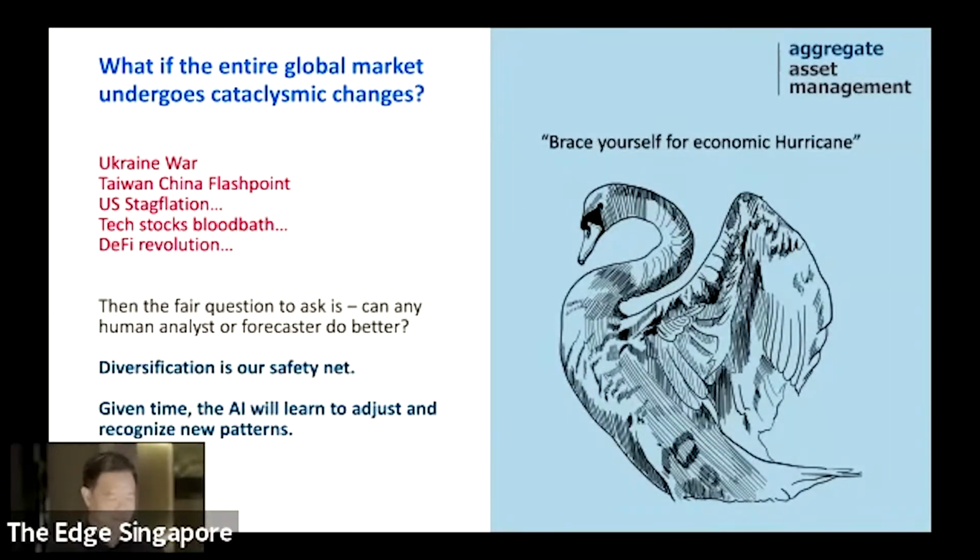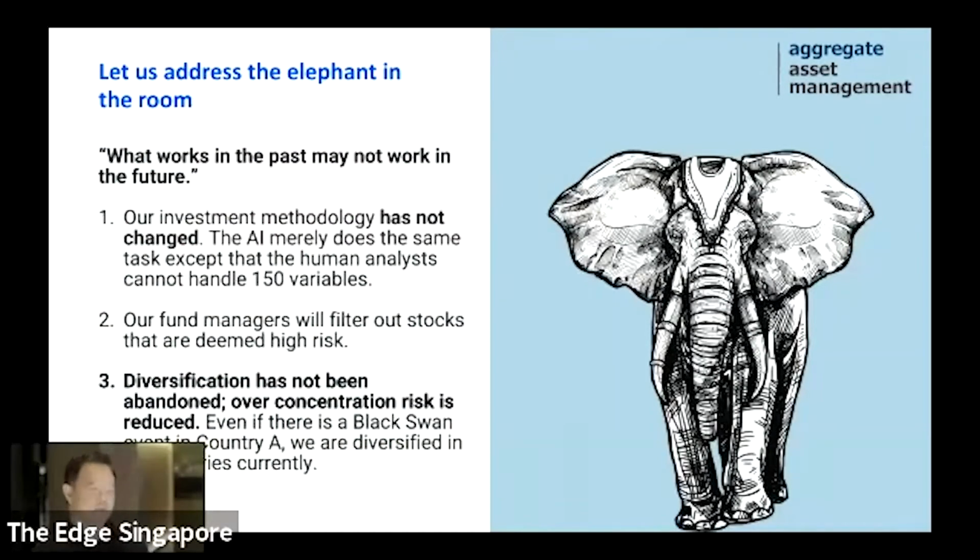Russia and Ukraine. DeFi revolution: buy cryptocurrencies, and you don't have to buy stocks. Why buy stocks? Crypto is the future, right? And it's the best defensive asset, if you can call that an asset. And it didn't work out that way. When the stock market fell, so did cryptocurrency. So the fair question to ask is, can any human being, any human analyst do better? The answer is probably not, right? And another important tenet in Aggregate is that our biggest safety net is still diversification. Diversification, diversification, and diversification. And our AI will learn to adjust and recognize the new pattern very quickly.